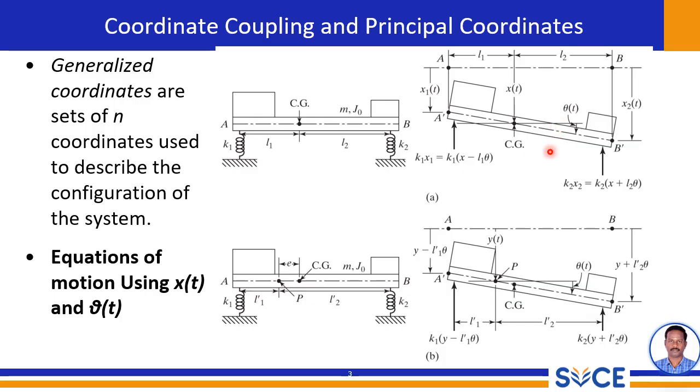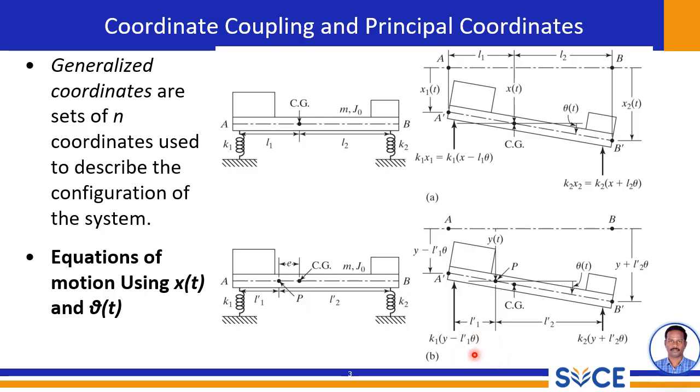Now we move on to the next one, that is in this diagram. Here we introduce a point P, away from the center of gravity, where we are measuring the vertical displacement y(t). The distances from point P to the spring attachments are L1 and L2. The displacements of the springs are now changed: y minus L1 theta and y plus L2 theta. This expression shows how the vertical displacement at point P and the rotational displacement contribute to the spring deformations.